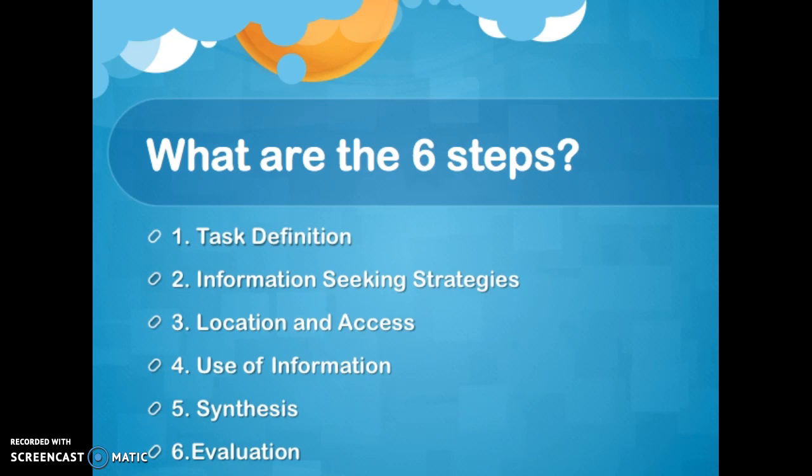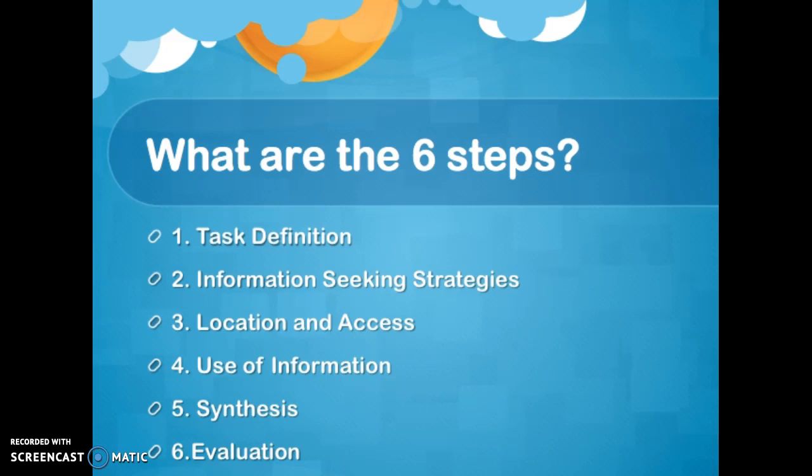First, task definition. First thing you want to do, define what you are trying to do. Second, information seeking strategies. Determine the best way to find your information. Third, location and access. Find resources and begin pulling out things that may help you.